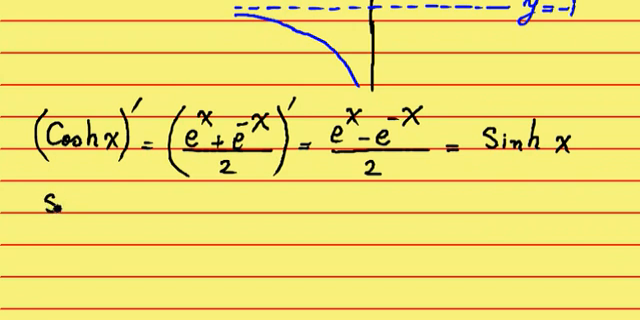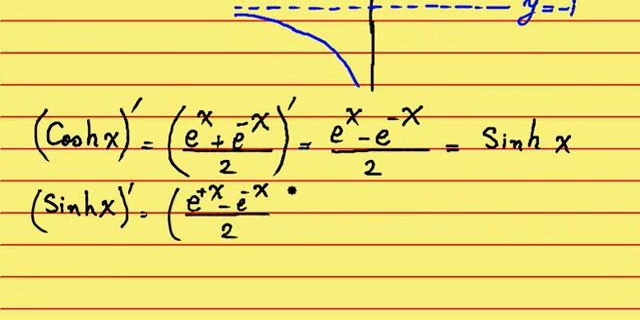Let's go ahead and differentiate sine hyperbolic. Well, that is exponential of x minus exponential of minus x, divided by 2. I want to differentiate that. Derivative of the first one is just itself. Derivative of exponential of minus x, just like here, is minus exponential of minus x, and that minus times the minus that is in front is going to give plus exponential of minus x, then divided by 2.